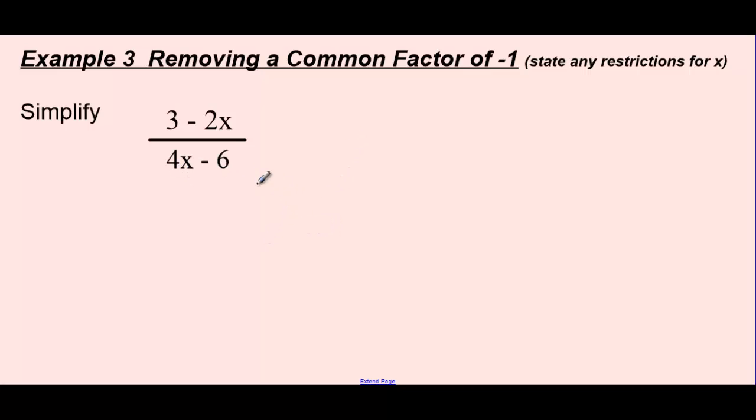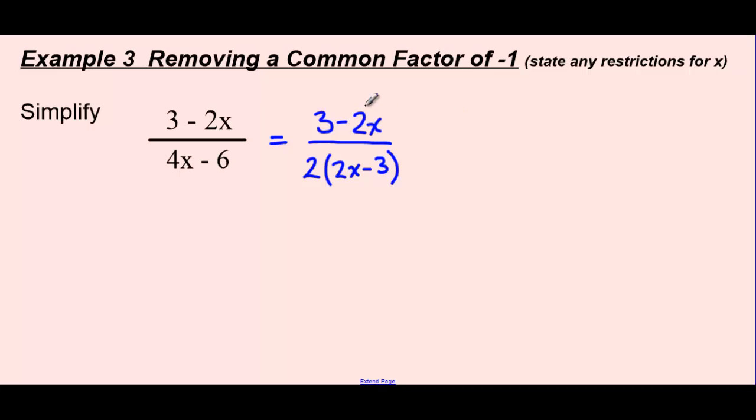One thing we can look at in the denominator is we do have a common factor. Both 4x and 6 are divisible by 2. So we can rewrite this as 3 minus 2x all over, and common factor at 2, 2x minus 3.